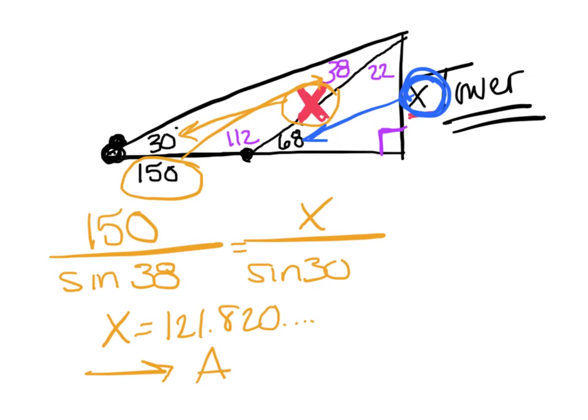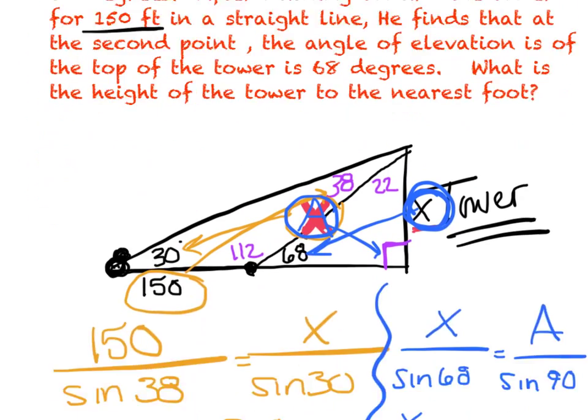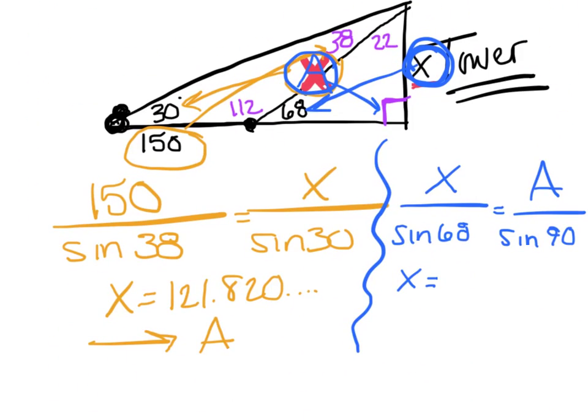A is across from 90. So my second triangle problem, side x is across from the sine of 68, and alpha A is across from the sine of 90. Cross multiply, solve, and I think it said to the nearest foot. So I've got x equals 112.9, which I'm going to round up. I better just double check. Did it say nearest foot? I'm going to round that up to 113 feet from my tower.